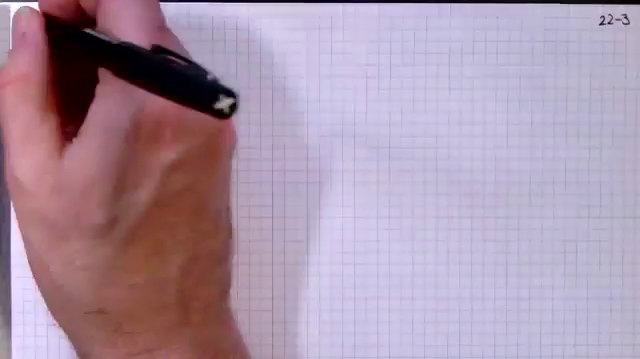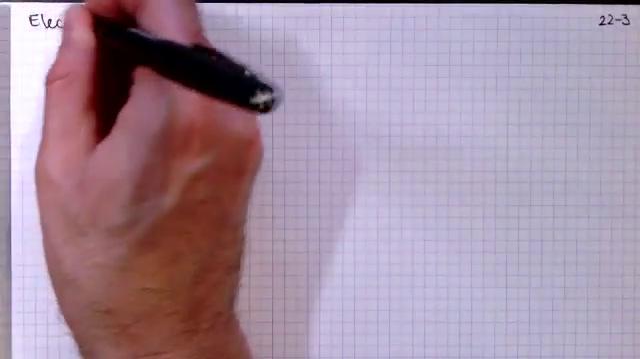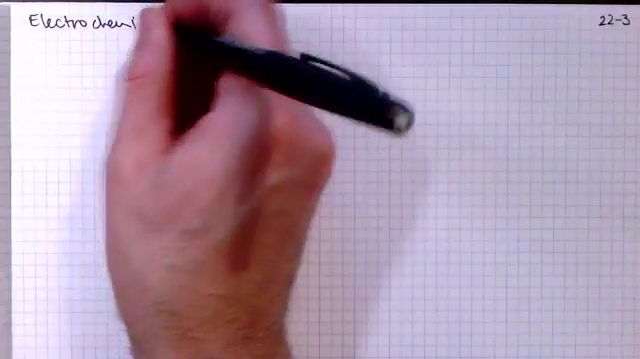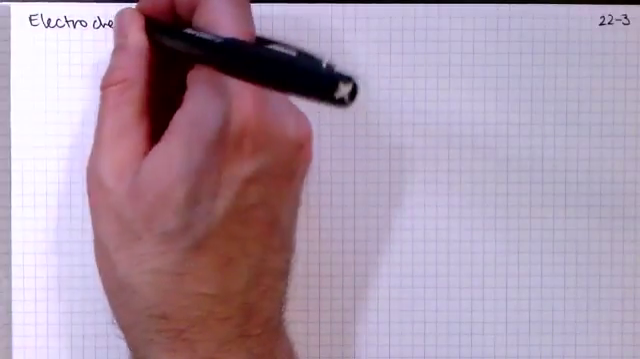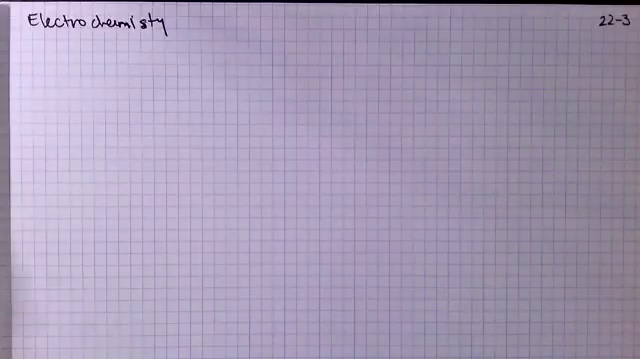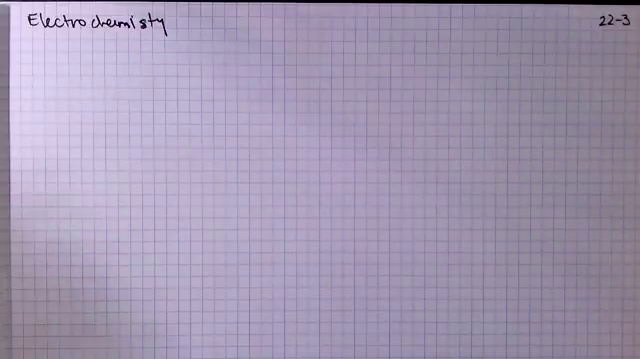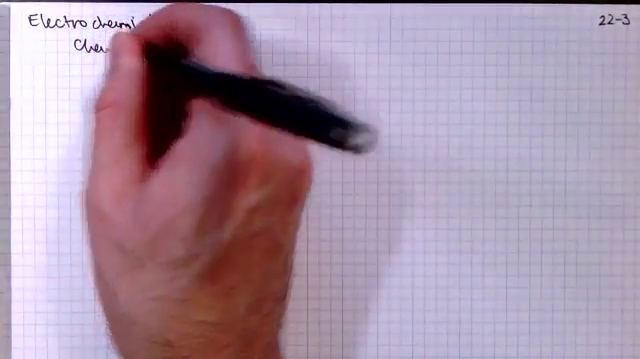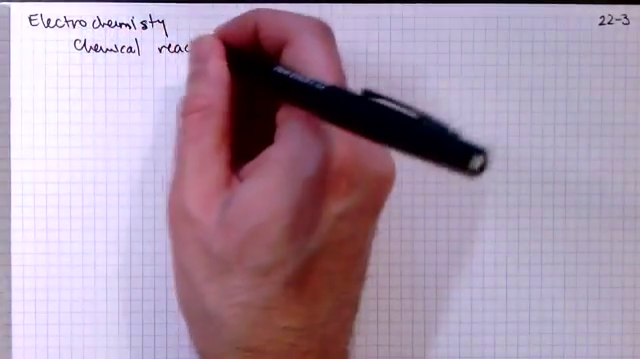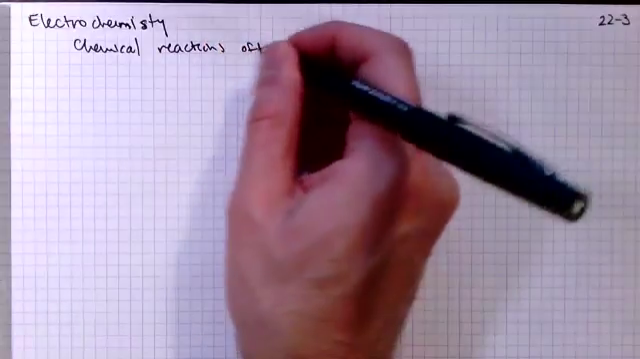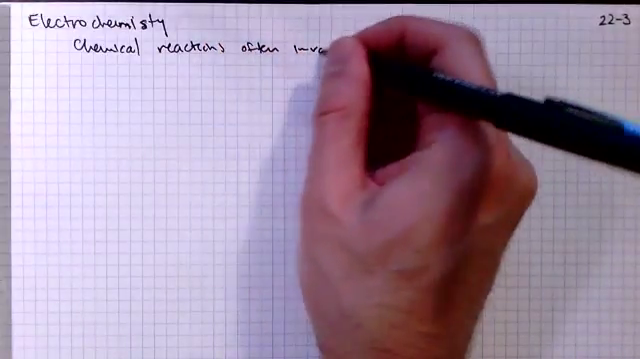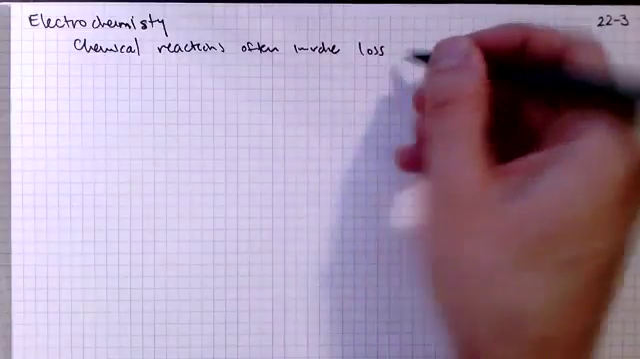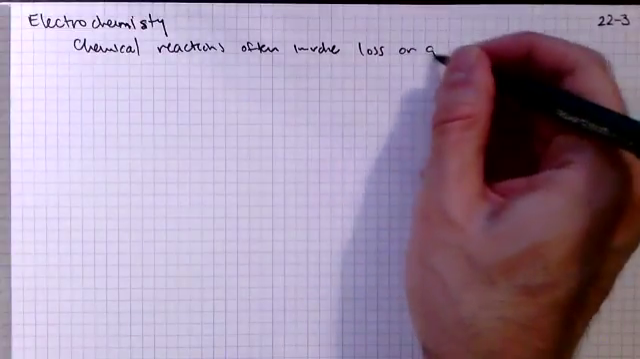Okay, so let's now talk a bit more specifically about electrochemistry. In particular, we're interested in instances where we have both a chemical reaction going on and some kind of electricity generation or motion of electrons. So we know that chemical reactions often involve loss or gain of electrons.